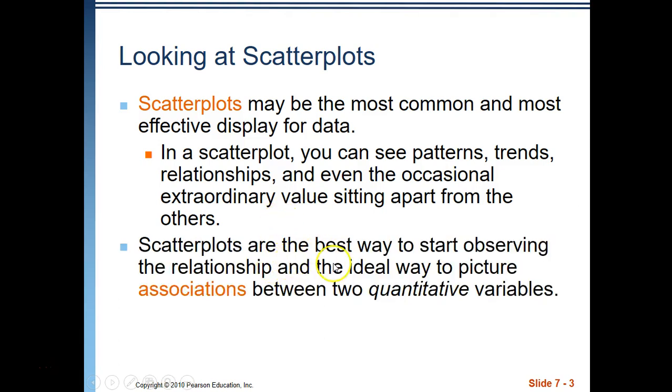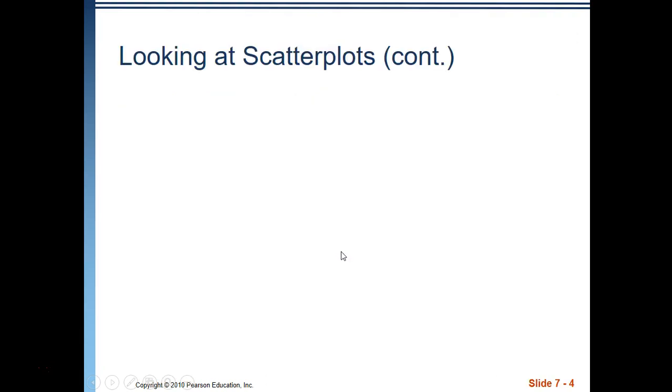And scatter plots are the best way to start observing relationships and the ideal way to picture associations between quantitative values, meaning quantities. So when we're talking about relationships between two numbers, it might be the best way that we have with two different value sets. And in Unit 1, we were looking at one value set, right?